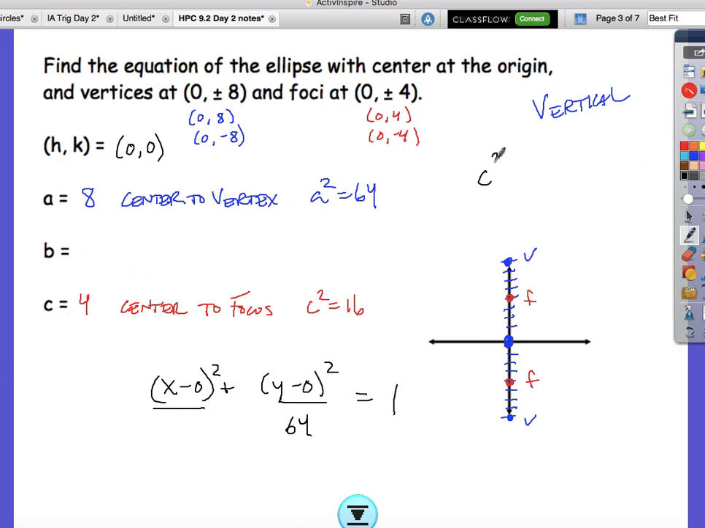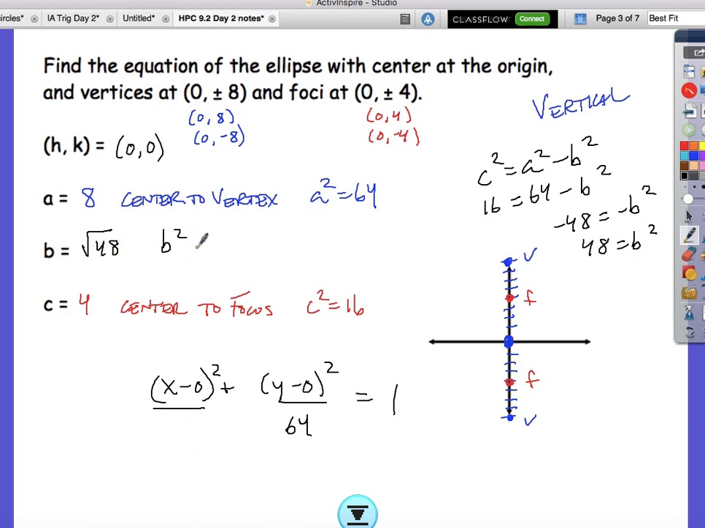That's why I've got that formula c squared equals a squared minus b squared. C squared is 16. A squared is 64. So if you subtract 64 from 16, you're going to get negative 48. So that means that 48 equals b squared. Technically, b would be the square root of 48, but what we really want in our formula is b squared. So 48 goes right here. And I don't need the minus zeros, so I could just say x squared over 48 plus y squared over 64 equals 1, and then that would be my equation.